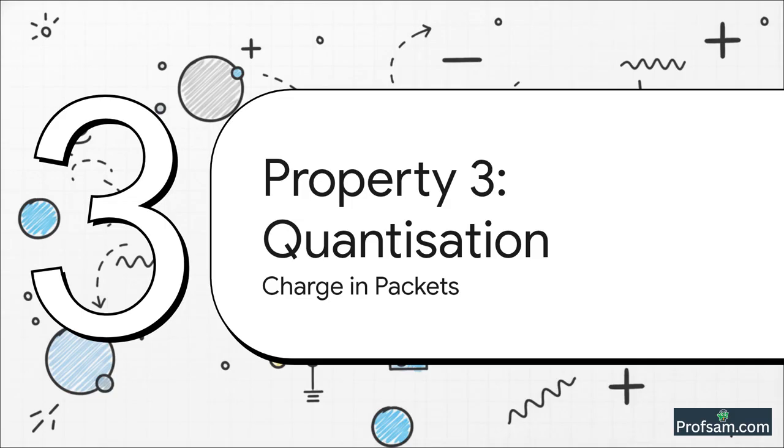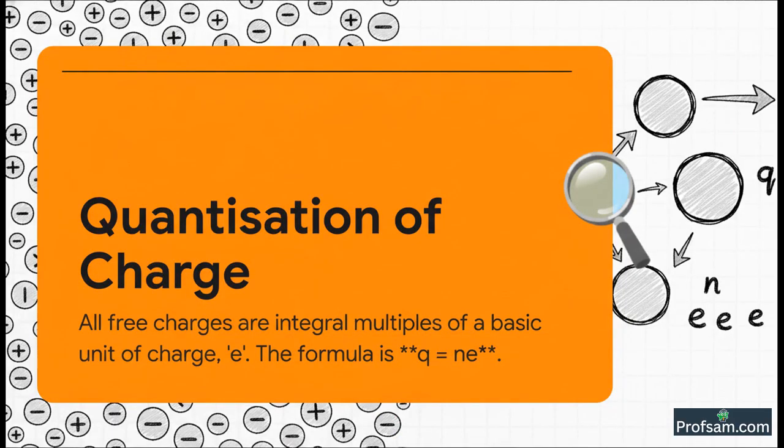Now, the word quantization might sound a bit heavy, but the idea behind it is actually very simple. The textbook definition says that any free charge you find in nature is always an integral multiple of a basic fundamental unit of charge, which we call E. So the total charge Q on any body can always be written as N times E, where N has to be an integer, like 1, 2, 3, or -1, -2, -3, and so on.